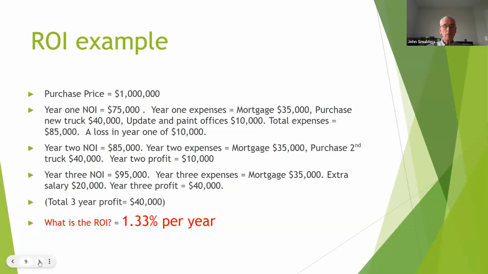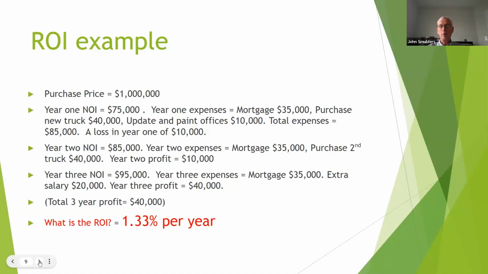In year two, you're in your second year of business, your NOI increased because you're working hard, you're making more money. Your NOI is increased to 85,000. Your mortgage payment stays the same. You're purchasing a second truck now because you're getting busier. Your year two profit is now $10,000. And in year three, your NOI is increasing because you're at 95,000 and you're busy. You're in third year of your business.